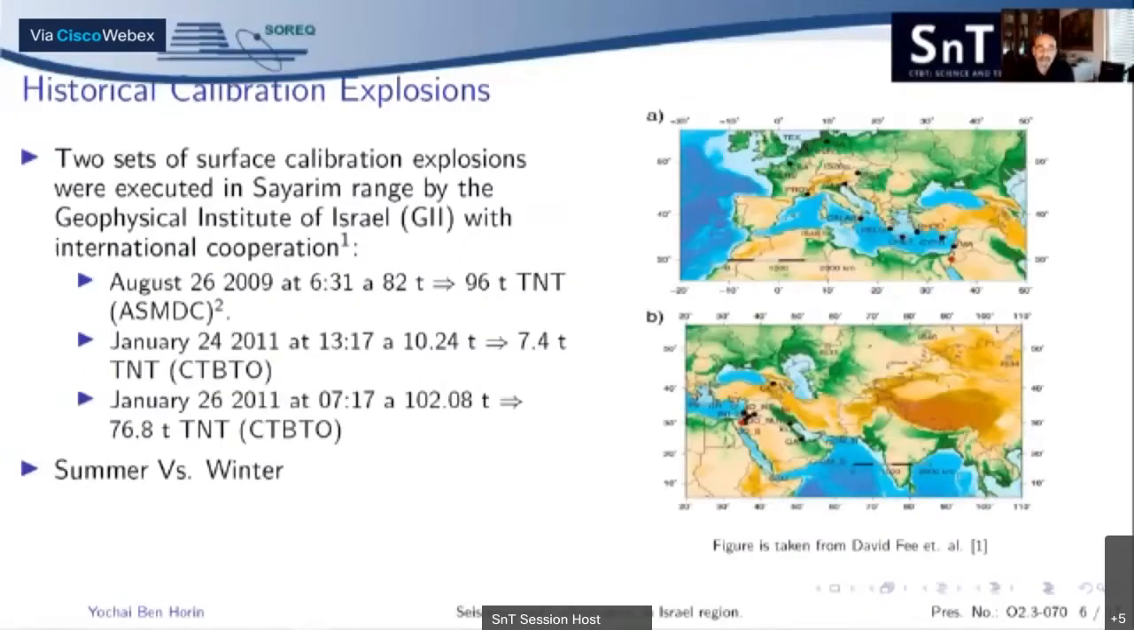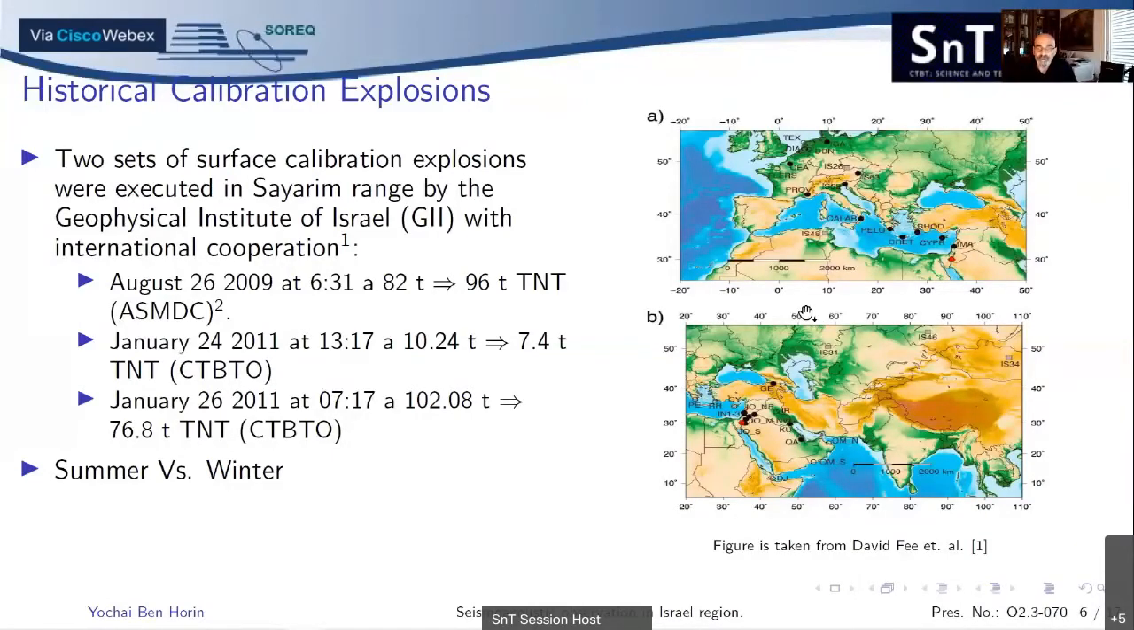Usually calibration explosions can help us to calibrate the system, and we are very lucky that the GII, together with international partners, executed two sets of calibration explosions, one in the summer of 2009 with the Americans, and the second in January 2011 with the CTBTO. Everything was led by Efim Gitterman from the GII. And you can see the difference between the two times, the difference in the pattern of the detection at the different IMS stations.